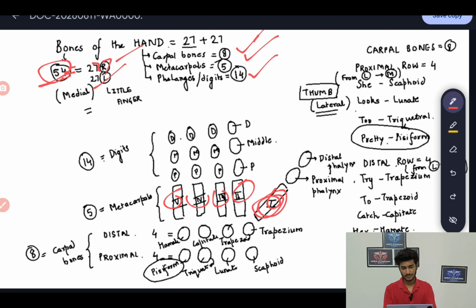Apart from these metacarpal bones, we have 14 digits, which are also called phalanges. In every finger, you have three digits, which are the distal, middle, and proximal. But in the thumb region, you have only two digits and one metacarpal, that is the distal phalange and the proximal phalange. And this is the metacarpal region.